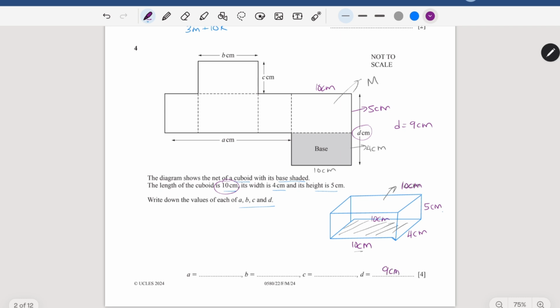Now if here is 5 cm, and here yes 10 cm, B also 10 cm, so you know the value of B is 10 cm.